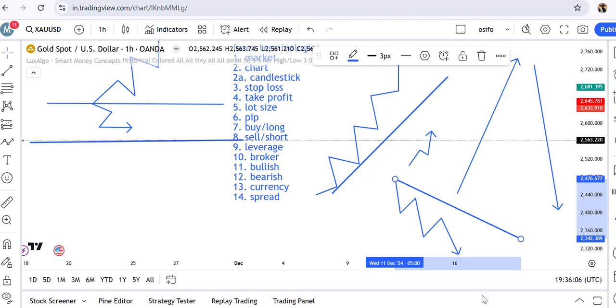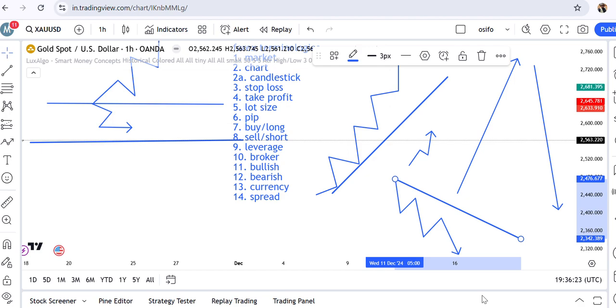Okay. So when somebody says, bro, the market is currently bullish, it means that the market is currently going higher and higher. If somebody says the market is bearish, bro, it means that the market is coming down. So these are things that forex traders use while talking.